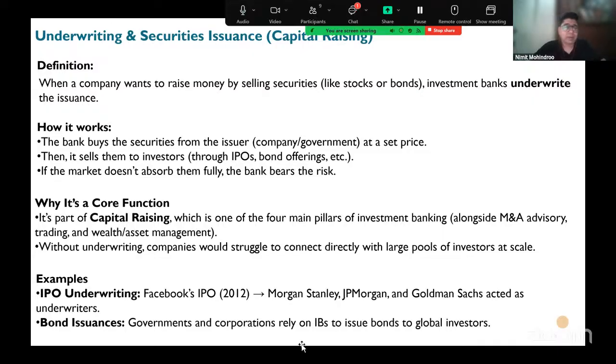Some examples are here, like the Facebook IPO in 2012. Morgan Stanley, JP Morgan, and Goldman Sachs acted as underwriters. I have put certain examples here so that you can relate it to real incidents that happened in the past. Bond issuances: governments and corporations rely on investment banks to issue bonds to global investors. So I hope this gives a little clarity about underwriting securities issues.